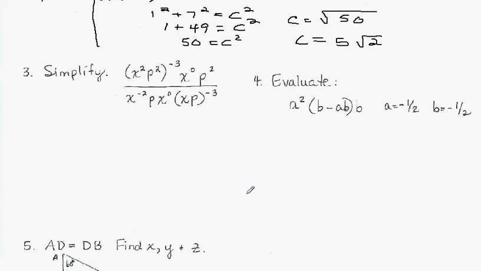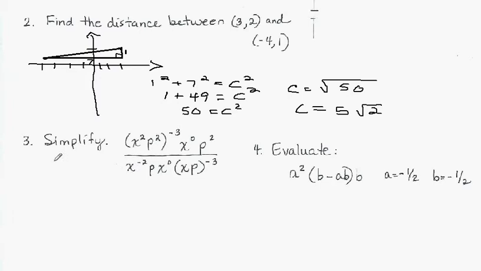Now, this is where all our troubles begin. Let's look at number 3. We have a power to a power, and I think this was number 30 on your homework, and I checked the board, and nobody even asked for this problem. So I don't know what happened there. If it's a power to a power, we multiply exponents. A couple of you were adding your exponents. So this would be x to the negative 6, p to the negative 6, x to the 0, p squared.